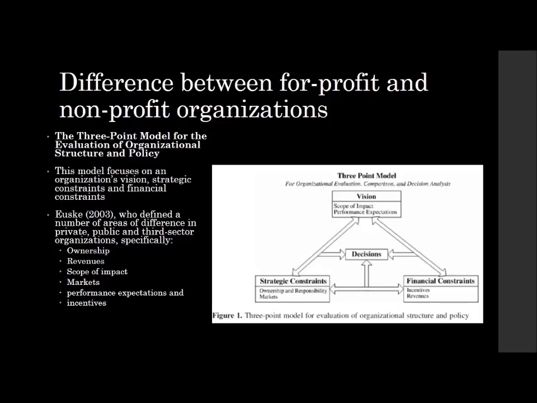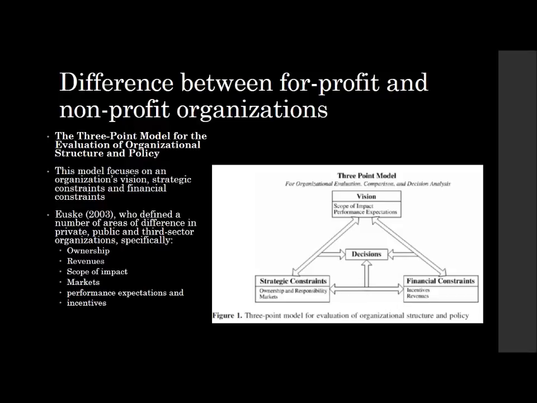Now let's dig deep into the differences between for-profit and nonprofit organizations. The model from the text focuses on an organization's vision, strategic constraints, and financial constraints. These three areas effectively define the organization. They define what the organization is trying to do, how they can go about doing it, and what resources they can do it with. The answers to these questions determine how an organization is structured and how it conducts its business.